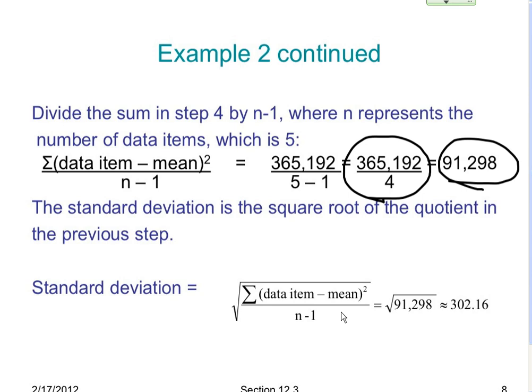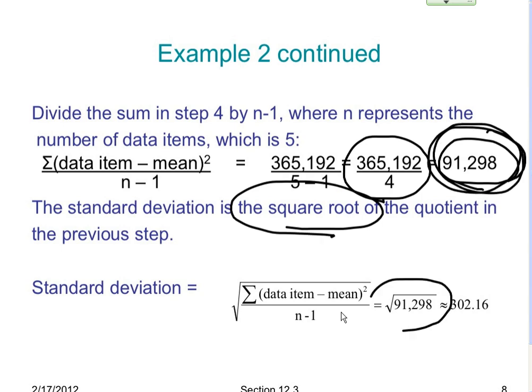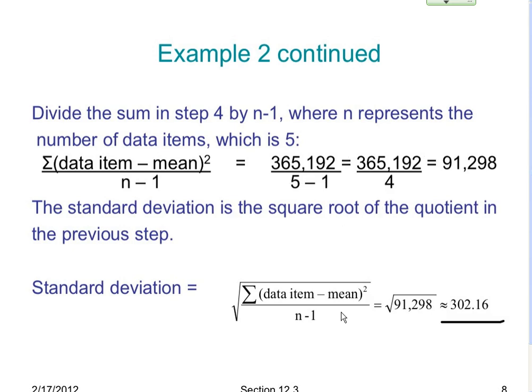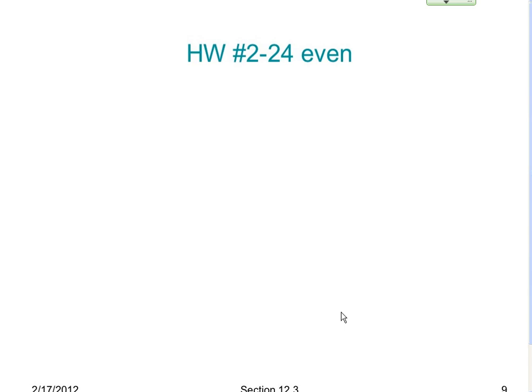A lot of students forget to take the square root. Don't forget the square root. You're going to take this number, take the square root of it. You're going to end up with a decimal, 302.16. Each step is easy, but you have to remember each step. There are 6. And the homework is 2 through 24.